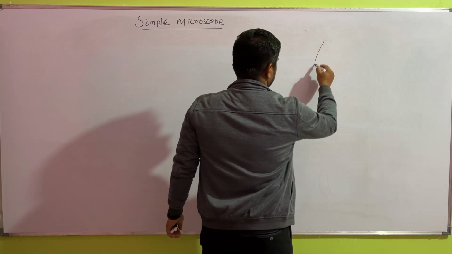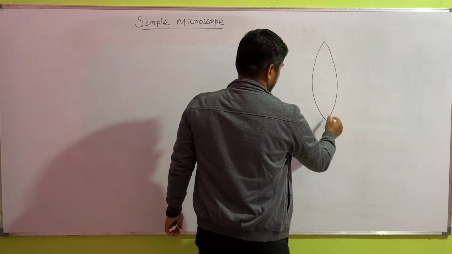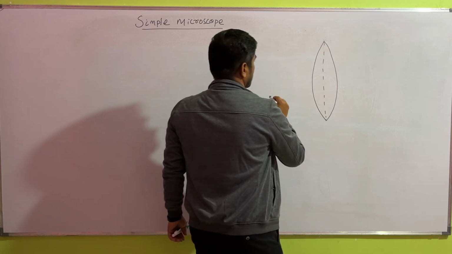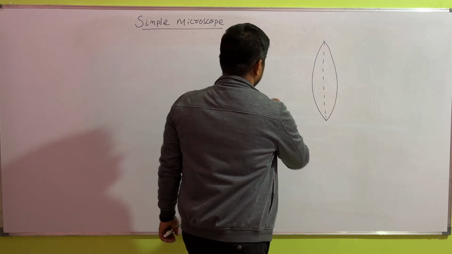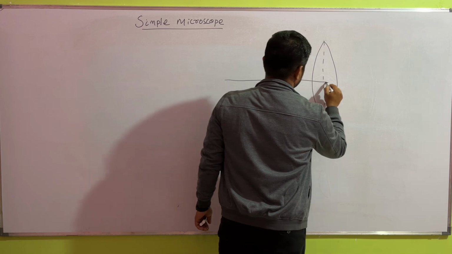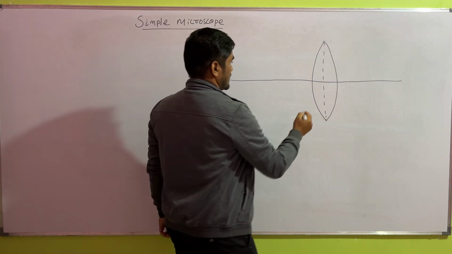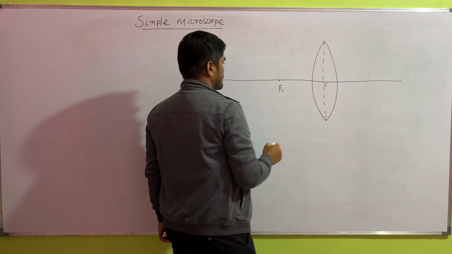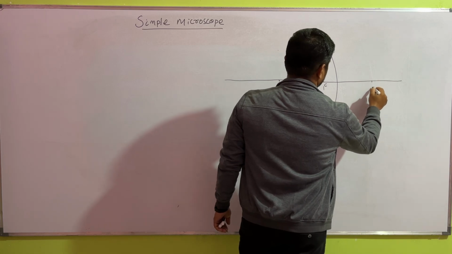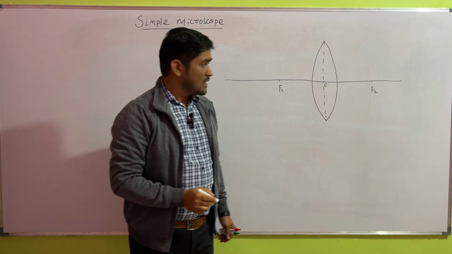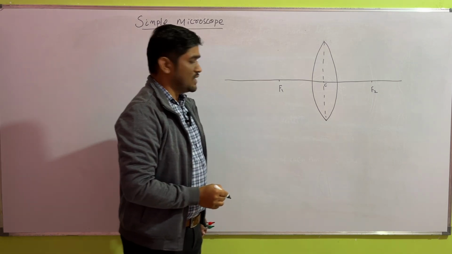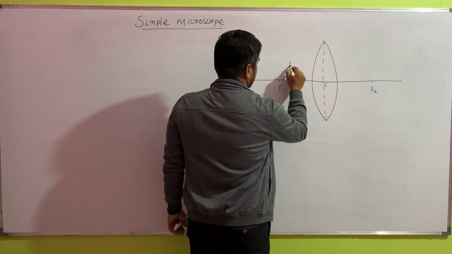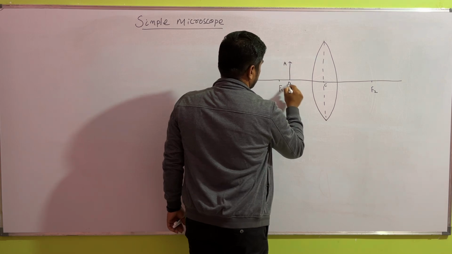Here, if this is the converging or convex lens, this is the optical center and this is the principal axis. Where this is the optical center C, and this is F1, the first principal focus, and this is F2, the second principal focus. And when we place an object close to the lens, that is in between the focus and the optical center, let the object be situated here, A, B.